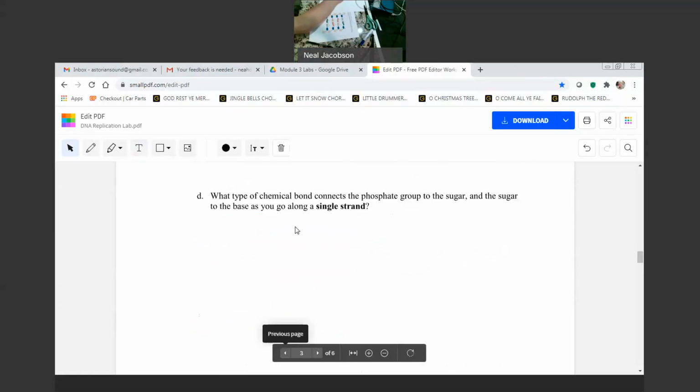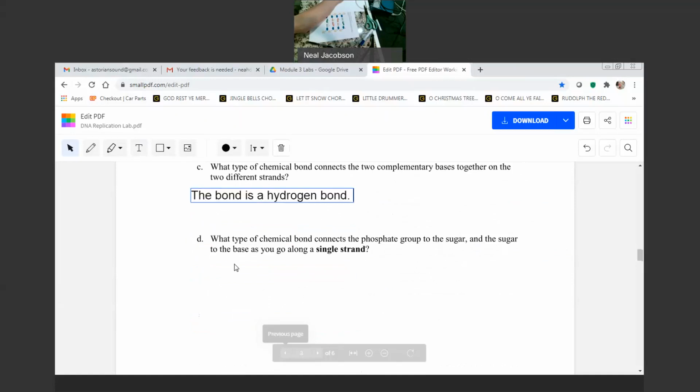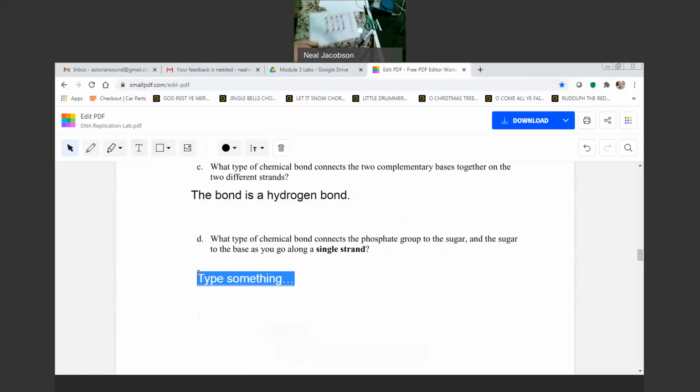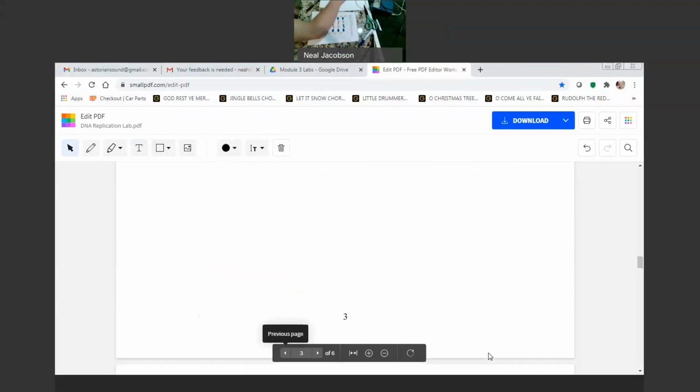And then it says, what type of chemical bond connects the phosphate group to the sugar and the sugar to the base as you go along a single strand? Well, let's think about that, right? I'm not sure what happened on my share screen. There it is. So these bonds between the sugar and the phosphates, these lines, what type of bond does that represent? Because that's a sharing of electrons. That's what makes this one molecule, is that all the electrons are being shared here. So that would be a covalent bond, or covalent bonds, to be exact.